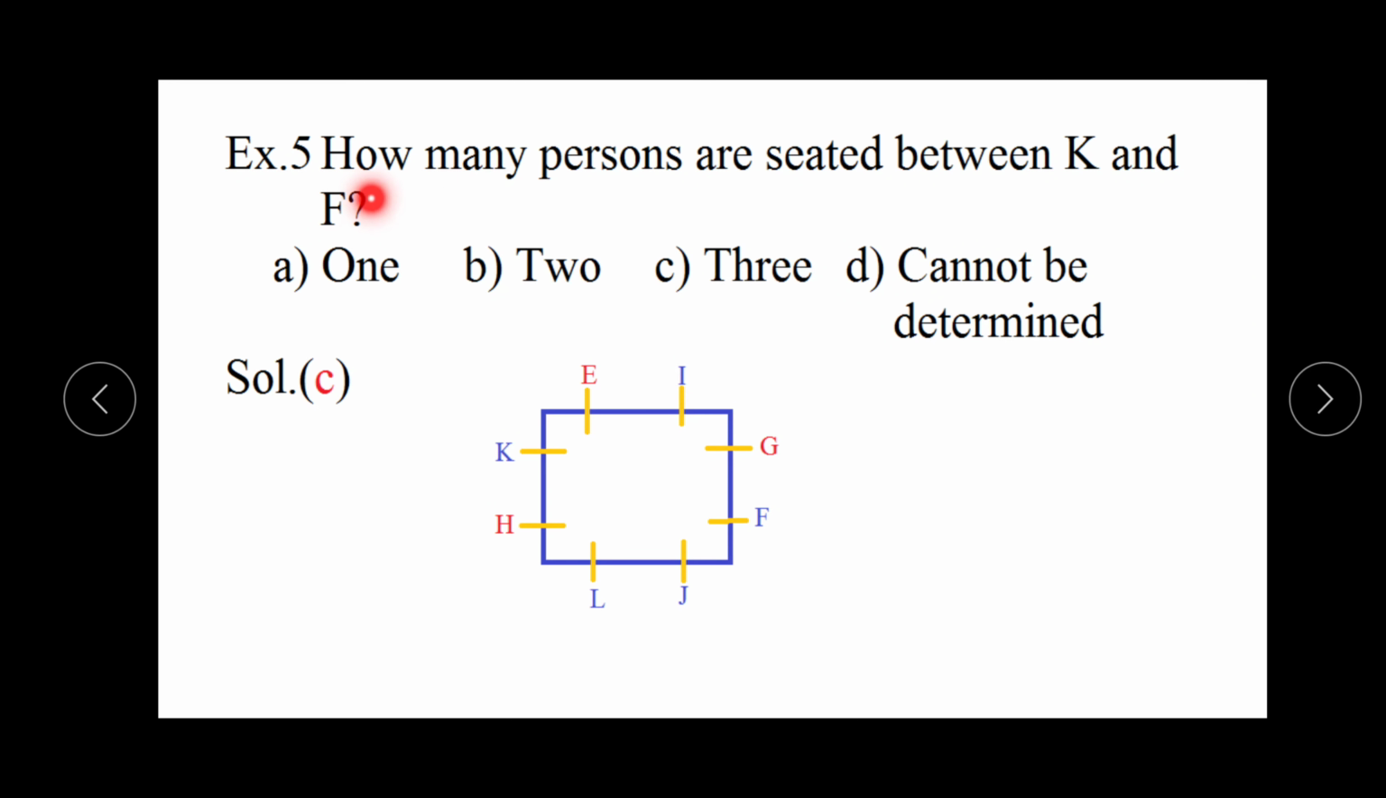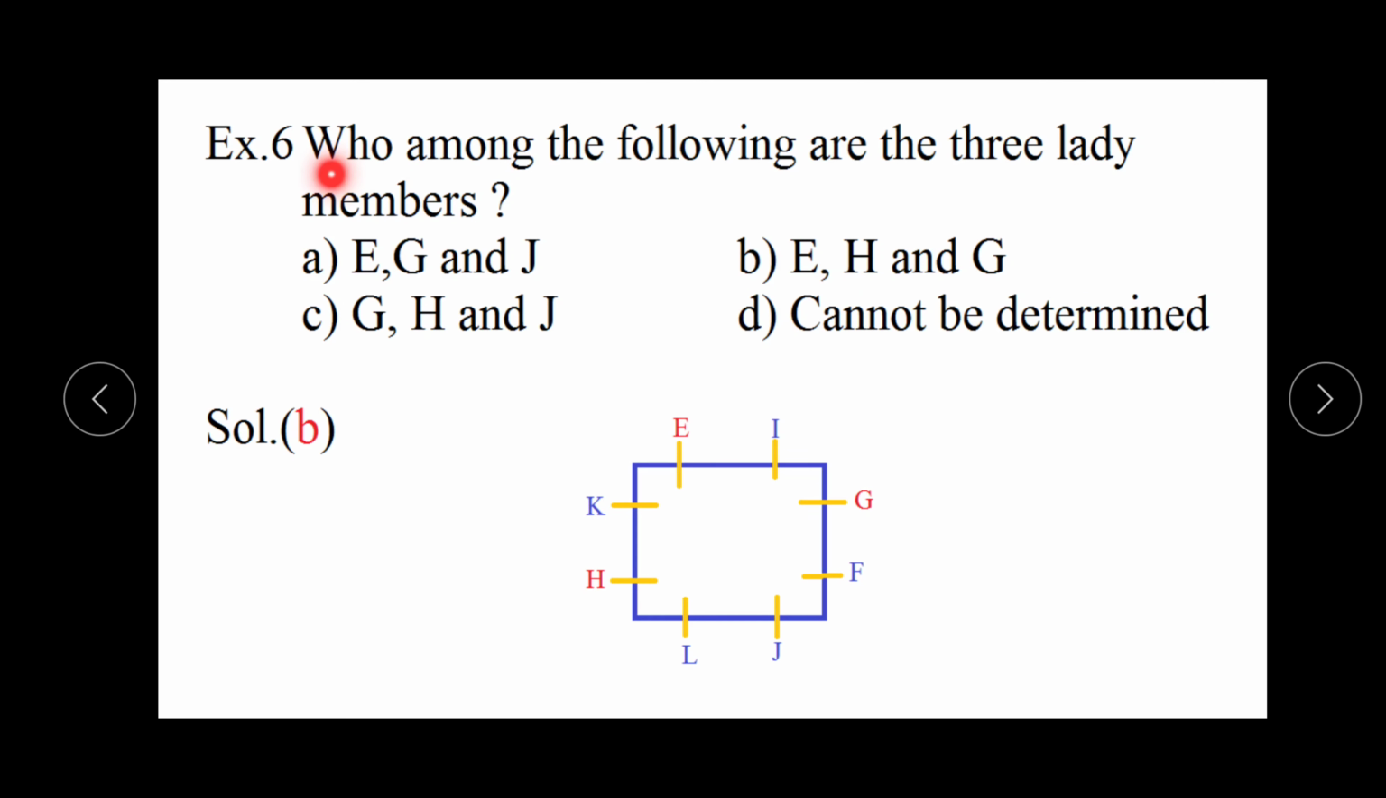The next question: how many persons are seated between K and F? Now we will check K, he is here, and F is here. If we see this side, there are 3 persons. If we see the other side, there are also 3 persons. So there are 3 persons between K and F, the third option. The next question is, who among the following are the 3 lady members? The 3 lady members are in the red color, so clearly H, E and G. The second option is the correct option.